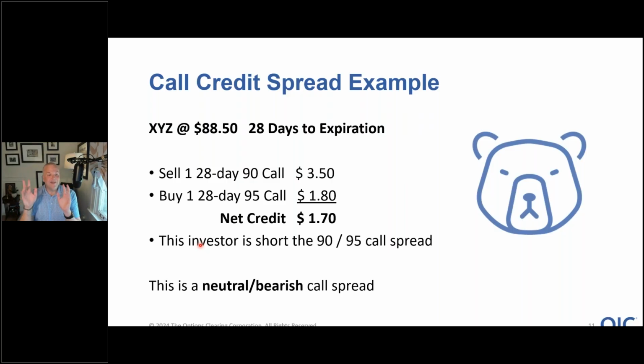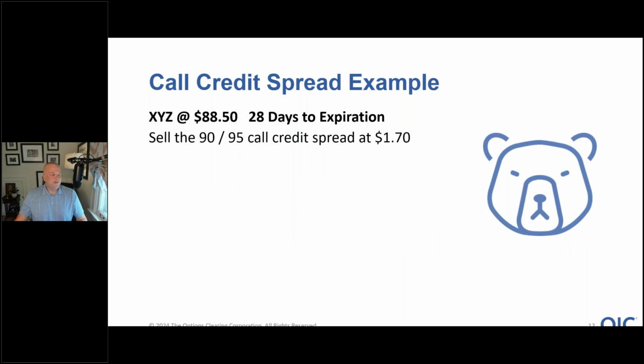Your position's going to act that way in one way, shape, or form, depending on where the stock is and how many of both of those strikes you have. Like I said before, because calls are positively correlated to underlying price, this is a neutral or bearish call spread if you look at it all on its own. It's going to do better being short this call spread if the stock is staying right where it is or going down in value. All right, let's take a deeper dive into it.